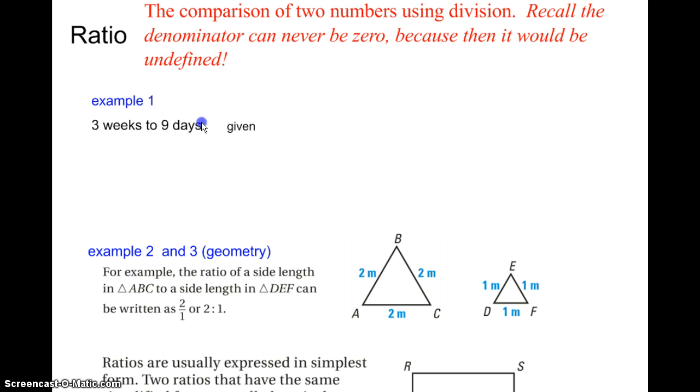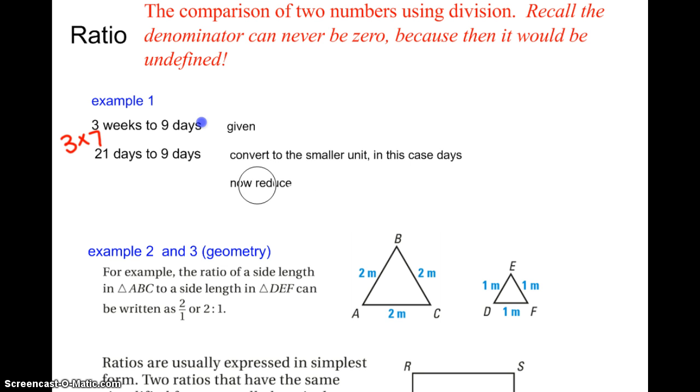That's our given. You do not have to write what's on the right-hand side. I'm just using it as an explanation. The first thing that we want to do is convert to the smaller units. So in this case, it's days. So in 1 week, there are 7 days. So 3 times 7 gave us 21. Now we can reduce. So both 21 and 9 are divisible by 3, that gives us a 7:3 ratio. That can also be written with a colon or as a fraction.